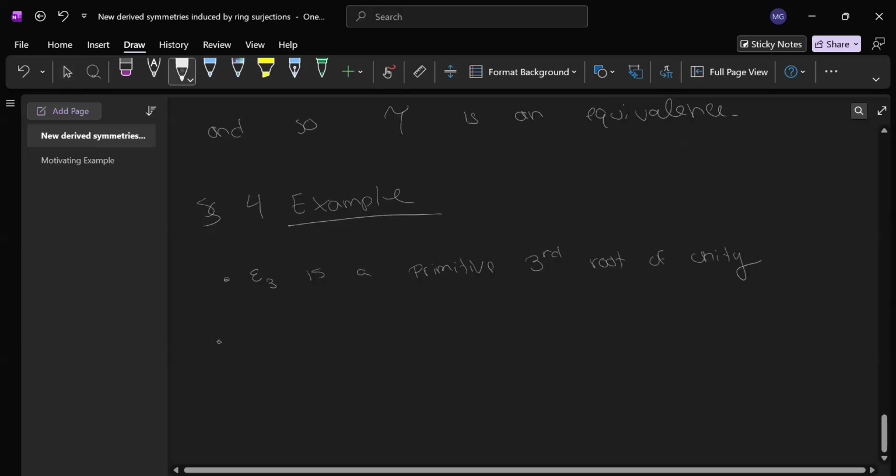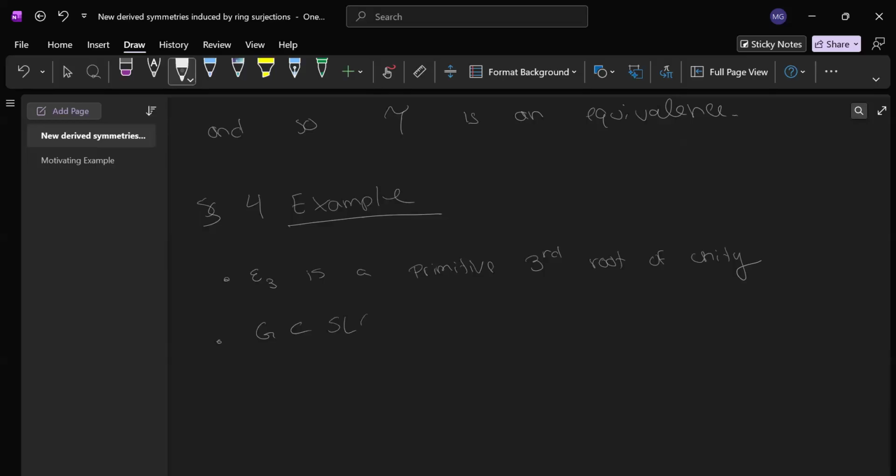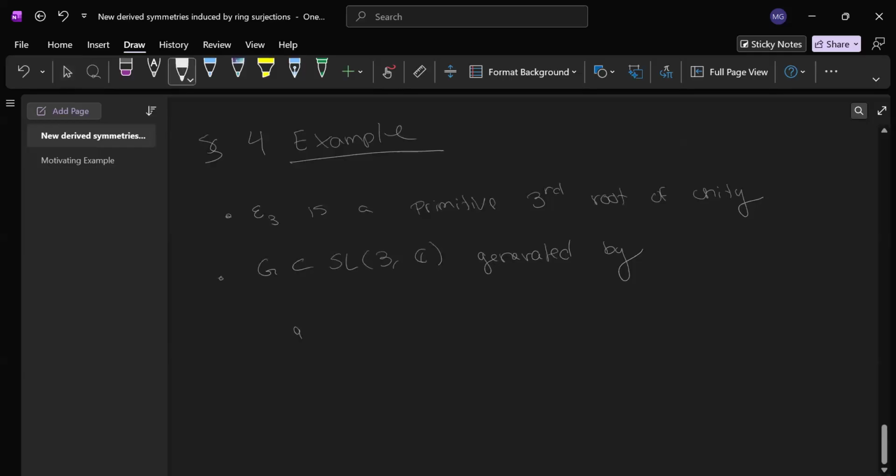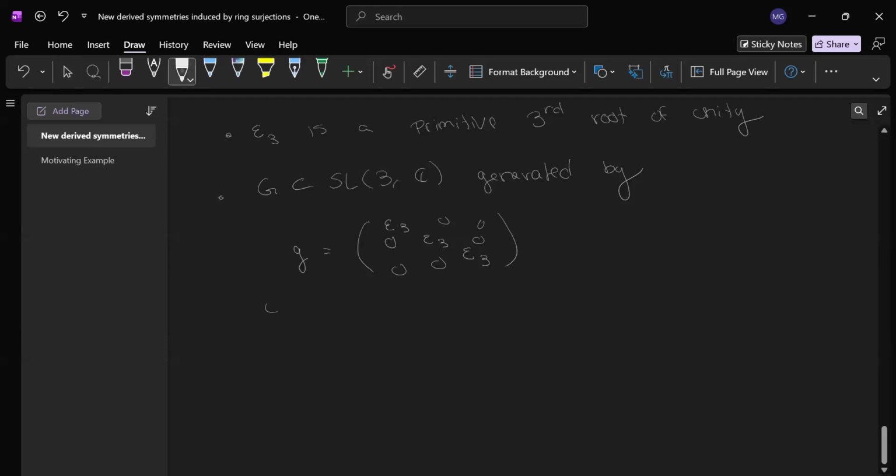And let's say that we have a group G, which is a finite subgroup of SL3, generated by the element g, which is a matrix that has epsilon 3 along the diagonal and 0 everywhere else. Okay. Then in this case, G is the cyclic group of order 3.